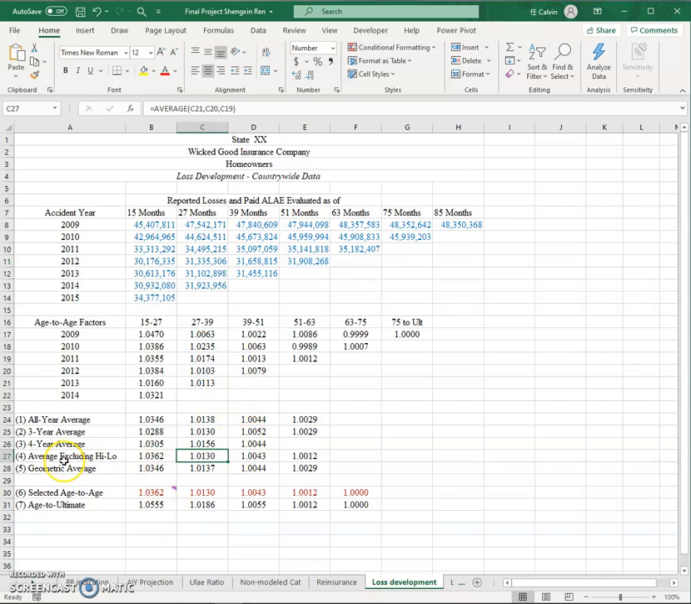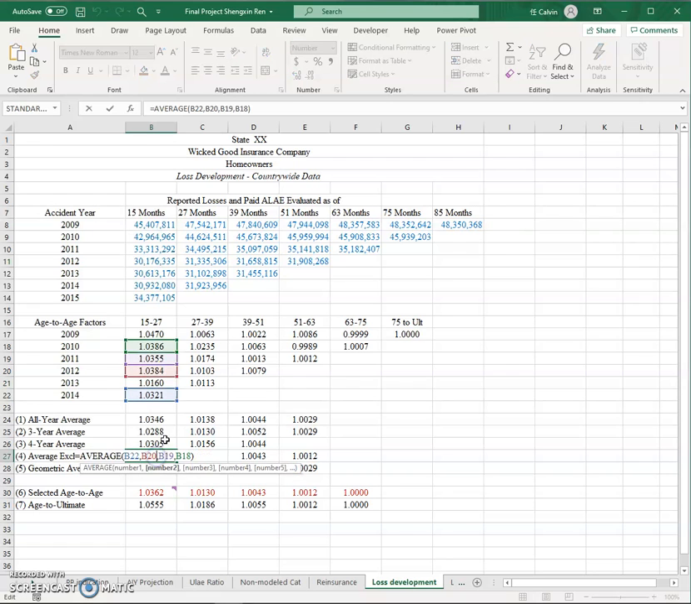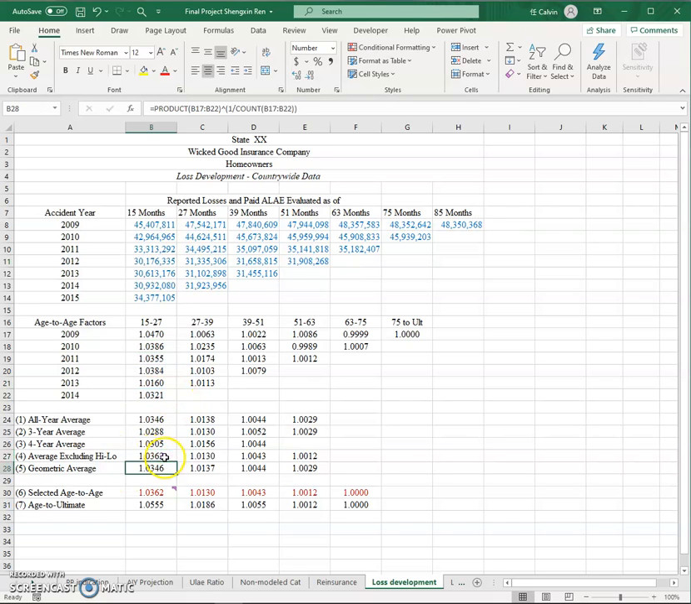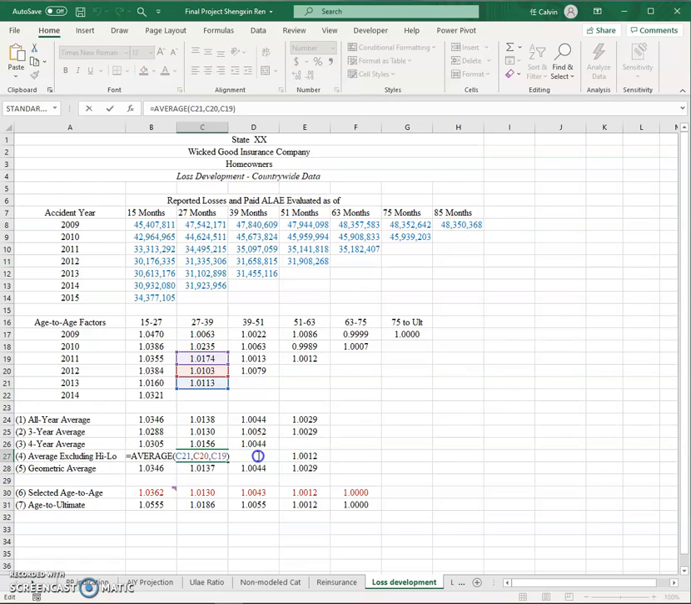For the average excluding high-low, we just exclude the highest and lowest numbers. For this one, the highest number is 1.047 and the lowest 1.016. So we exclude those and calculate the average. Same for the rest.